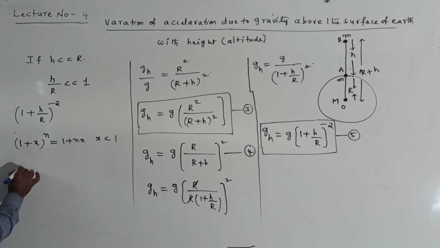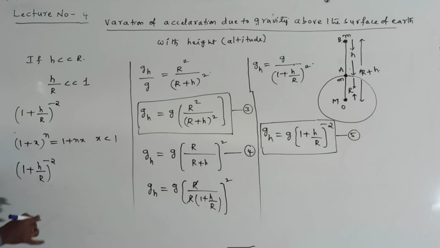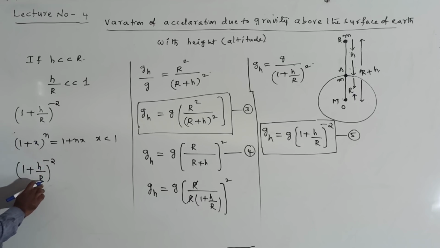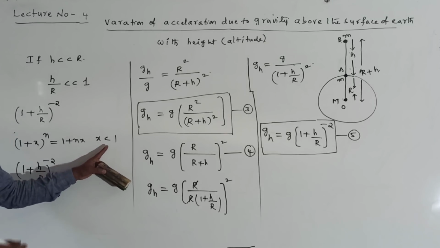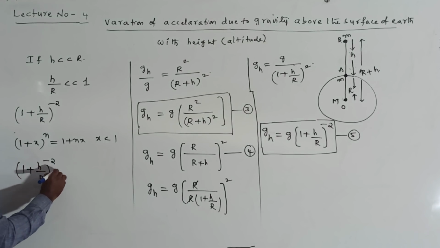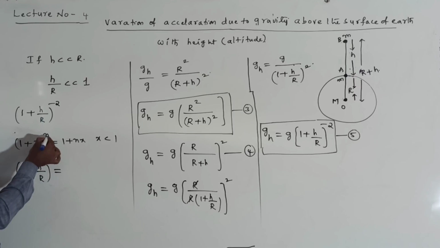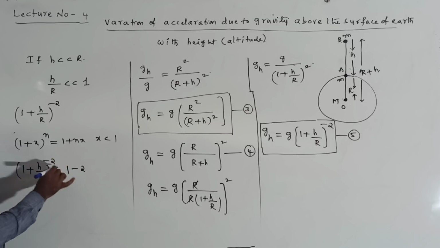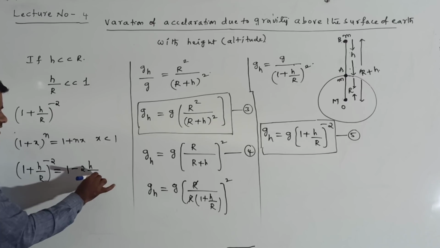Using this formula I am changing 1 plus h by r whole power of minus 2. Here also h by r is less than 1. In the place of x, h by r is there, and that h by r is also less than 1. This formula is applicable when x is less than 1. So 1 plus h by r whole power of minus 2 can be written as: in the place of x, h by r; in the place of n, minus 2. So I write minus 2 into h by r.